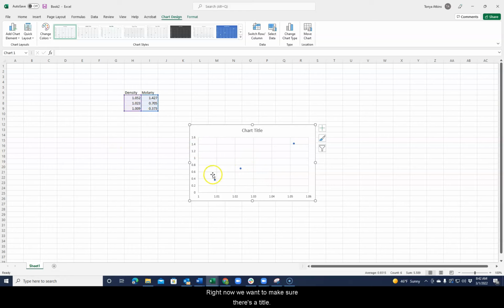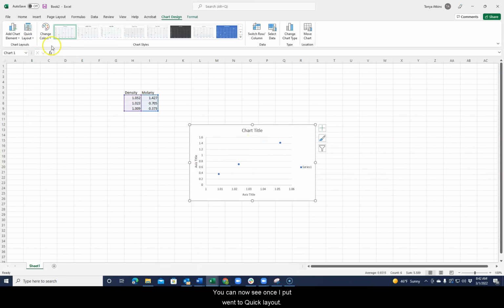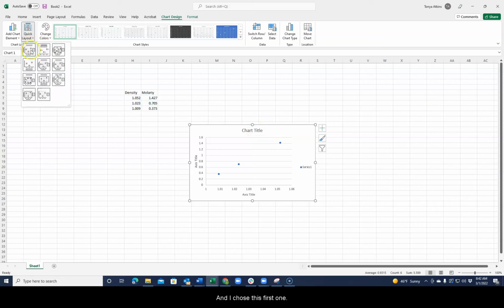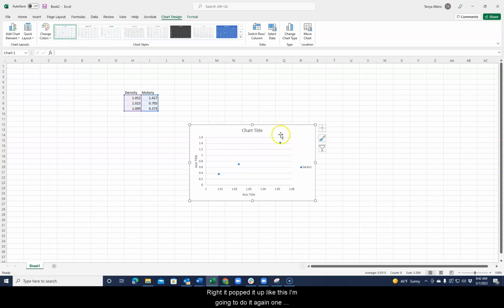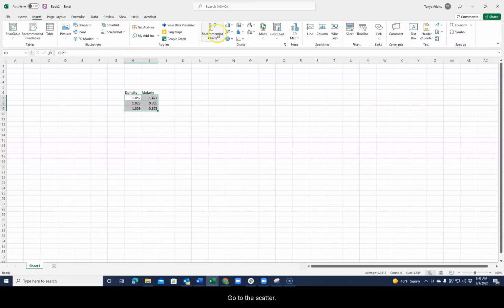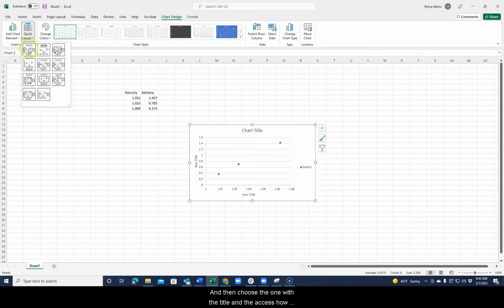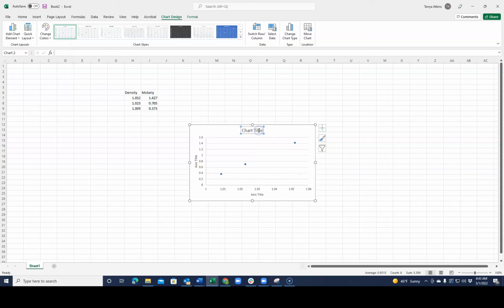All right, now we want to make sure there's a title. So go to Quick Layout, and once I chose this first one, it popped up like this. So I'm going to do it again one more time. You're going to highlight it, go to Insert, go to the Scatter, make sure it's the one with the dots with no lines. Here's your charts, check your axes. Now go to Quick Layout in the upper left-hand corner, and then choose the one with the title and the axes titles. I get rid of this series.